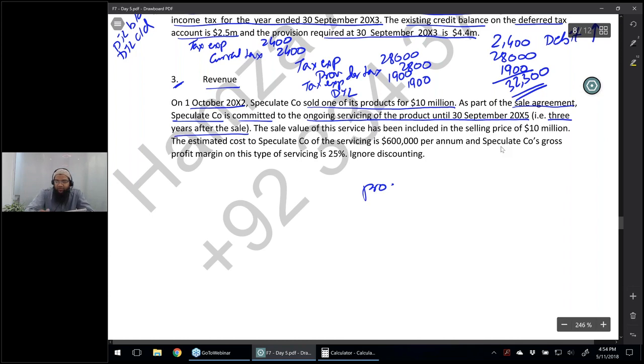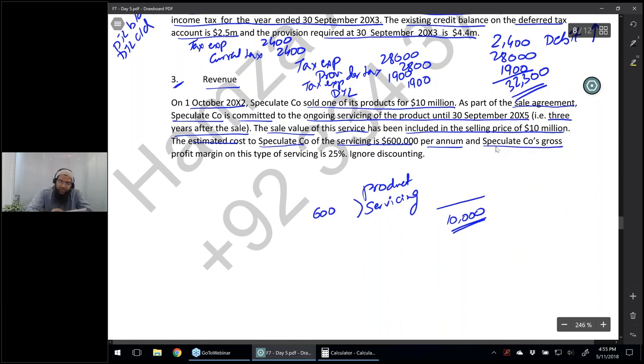So this means that apart from the product, we have also sold some servicing. The sale value of this service has been included in the selling price of $10 million. The estimated cost to Speculate Company for servicing is 600,000 per annum, and Speculate's gross profit margin on this type is 25%. So this is the cost, and the margin is actually 25%.